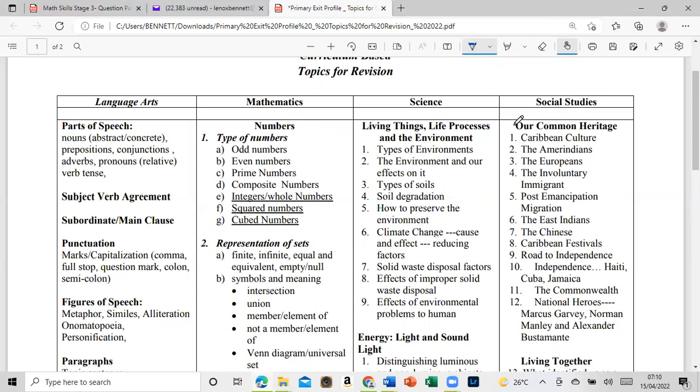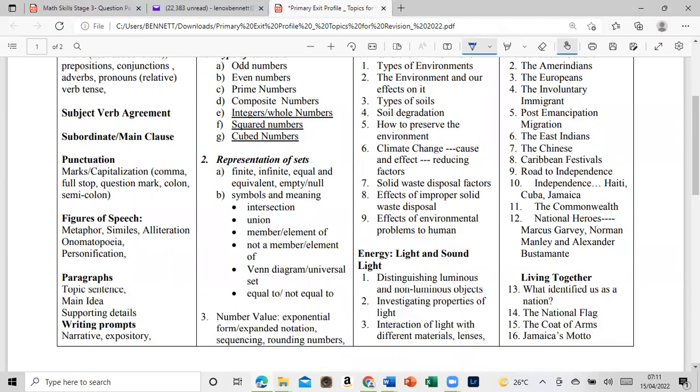All right, Caribbean festivals, road to independence, Cuba, Jamaica. Number 11, the Commonwealth, the national heroes, Marcus Garvey, Norman Manley, and Alexander Bustamante. Notice that they limit the national heroes to these persons. All right, so ensure that you place a lot of emphasis on Norman Manley, Marcus Garvey, and Alexander Bustamante. These are cues to what students will be tested on.